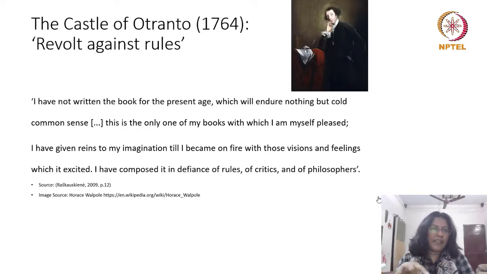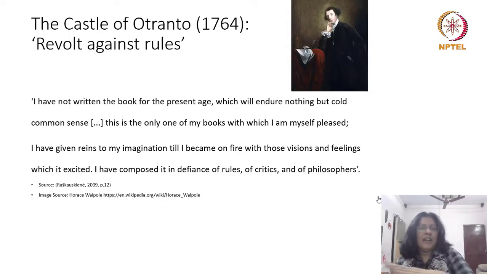Walpole's comments on The Castle of Otranto are also useful for us to contextualize the position of the Gothic in terms of the rest of the modes of ideas to be found in the other literary movements from that period, the 18th century. And he says that he has been revolting against the rules in terms of The Castle of Otranto.